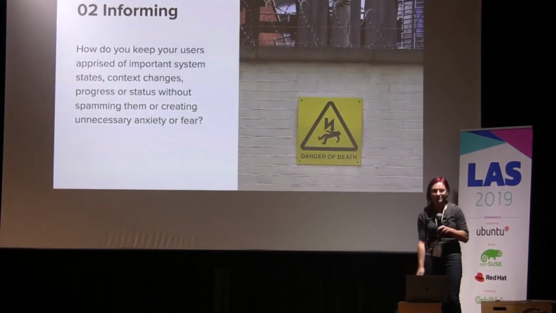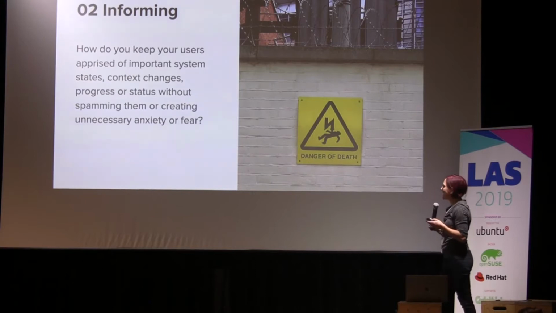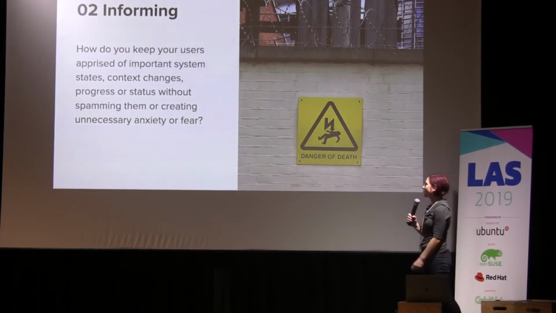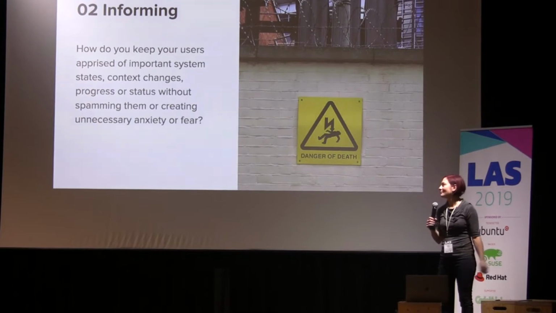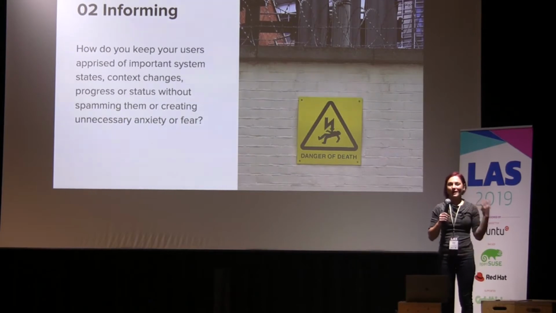Okay, now we're going to talk about informing. We're kind of being really brief in each of these areas. So how do you keep your users apprised of important system states, context changes, progress, or status without spamming them unnecessarily or creating anxiety or fear by sort of all of the excess information?